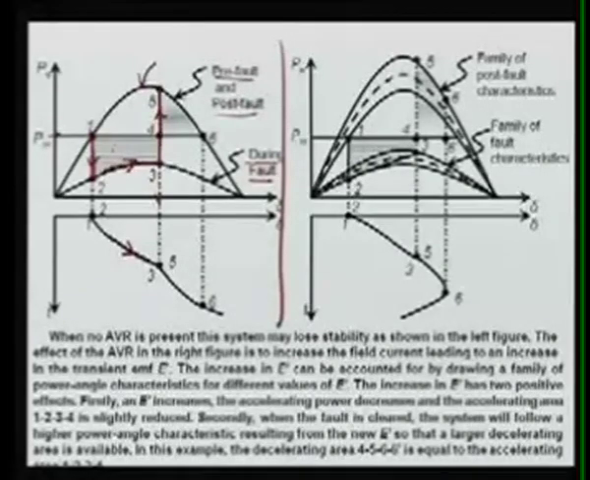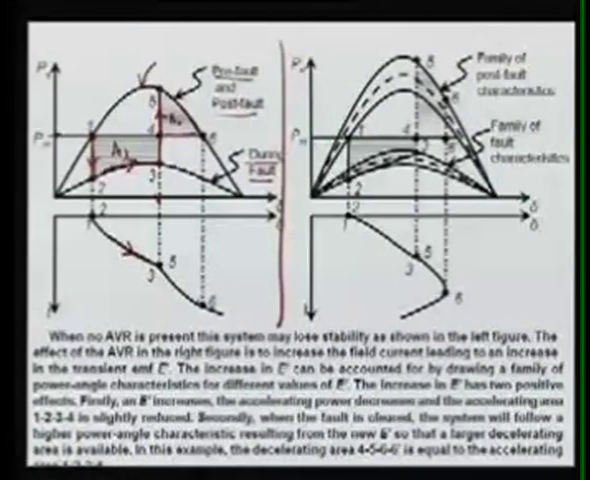Now here this was accelerating, this was your A1, that is your accelerating area. Now this will try to go here and this is your area 2, and let's suppose your A2 here is less than your A1. So what will happen? Your system is unstable. You can understand what is happening from 5 to 6: again your angle is increasing, but the machine is retarding, decelerating because the PE is more than PM. Meaning you are taking more power than you are feeding.